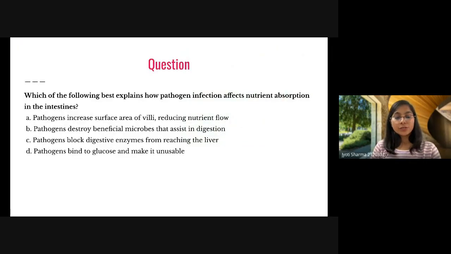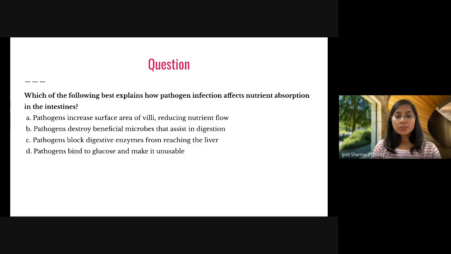Okay, the next question is, which of the following best explains how pathogen infection affects nutrient absorption in the intestine? And we have four options. A: Pathogens increase surface area of villi, reducing nutrient flow. B: Pathogens destroy beneficial microbes that assist in digestion. C: Pathogens block digestive enzymes from reaching the liver. And D: Pathogens bind to glucose and make it unusable.